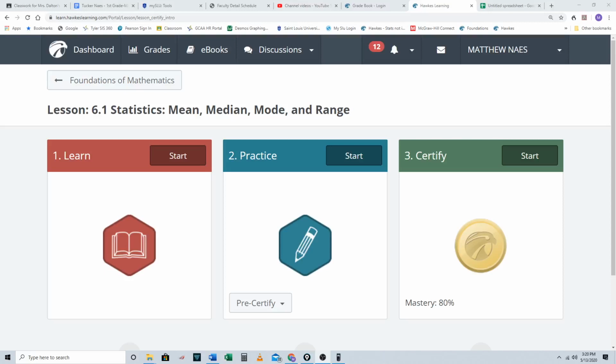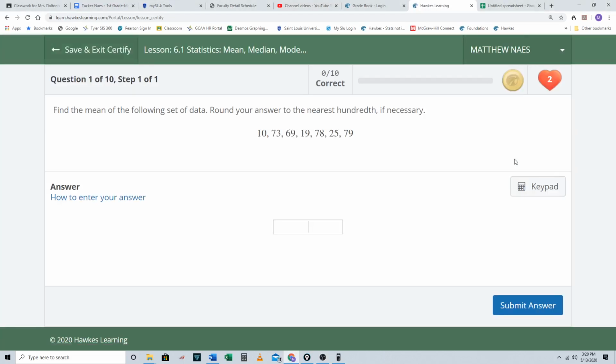Alright, so here we are in chapter 6. We're going to go over some mean, median, mode, and range. So let's go ahead and get started. Honestly, I'm not going to worry about going through a lesson for this because it's kind of simple. I'm going to show you two ways to do this.